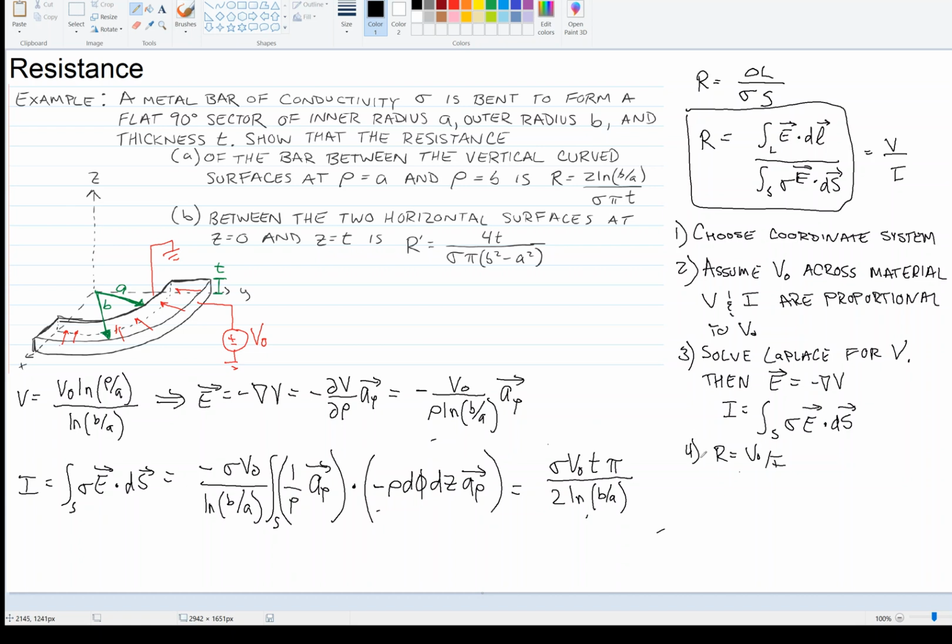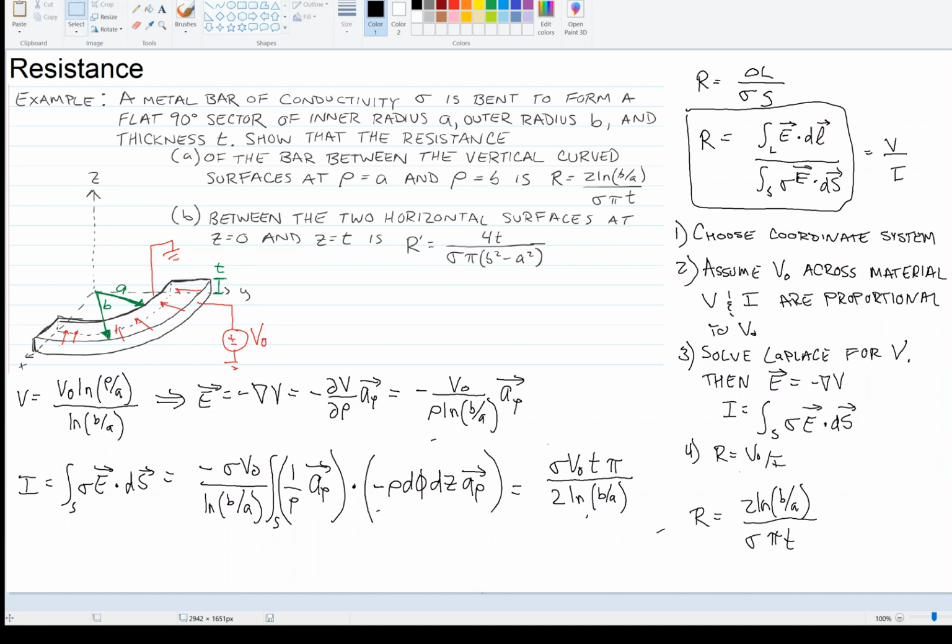Okay, so now we're on step 4. Now the resistance is just V0 over I. So when I do that division, notice the V0s drop out, right? That's what we said in step 2, that the V was going to drop out. And so we get the resistance is just 2 natural log of B over A divided by sigma pi t, right, when we do that division. Nice.